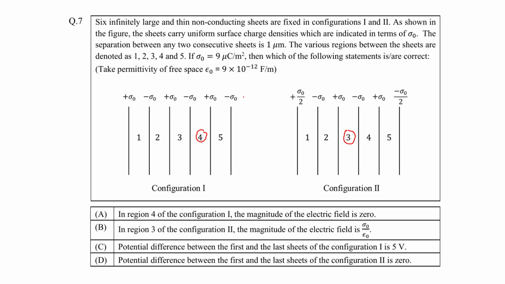So moving to our question, in region 4 the electric field is 0, this is correct. In region 3 this is not correct, because it was found to be sigma by 4 epsilon naught. For the potential difference, this is not correct, because the potential was found to be 3 volt. And in the fourth case, that is the potential difference between the first and last plate for configuration 2, this came out to be 0.5, so this is not 0, and this is not correct. So the final answer is A.